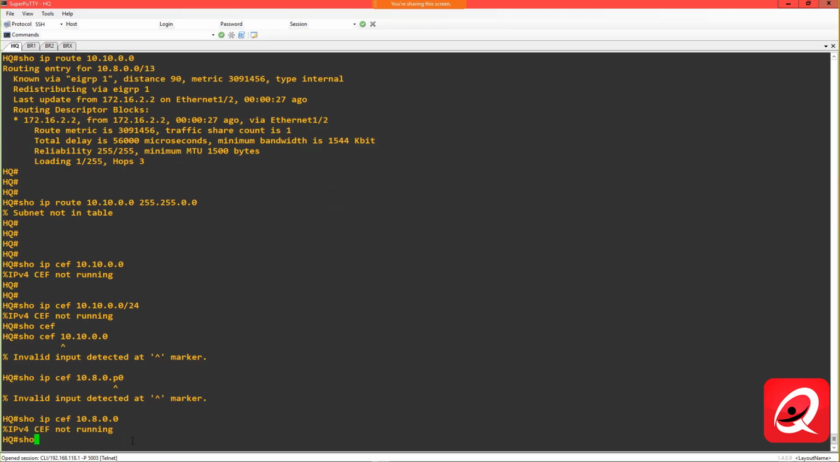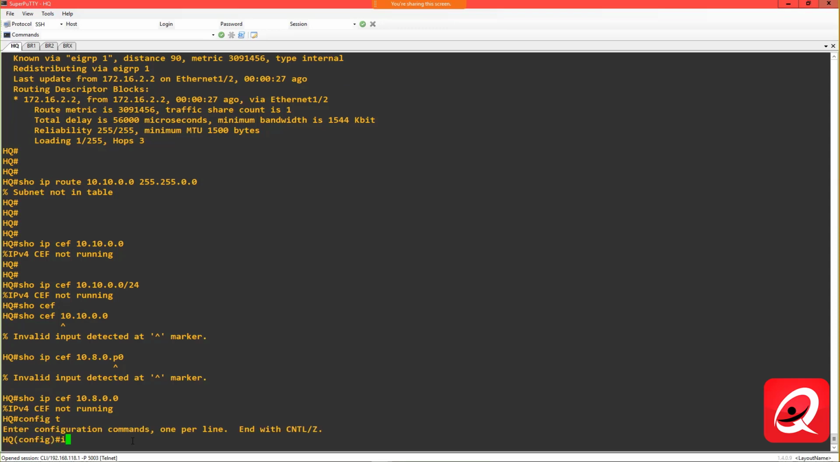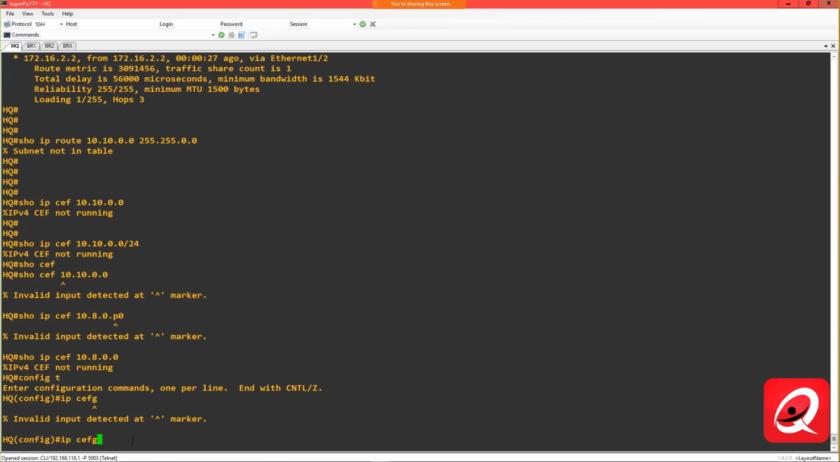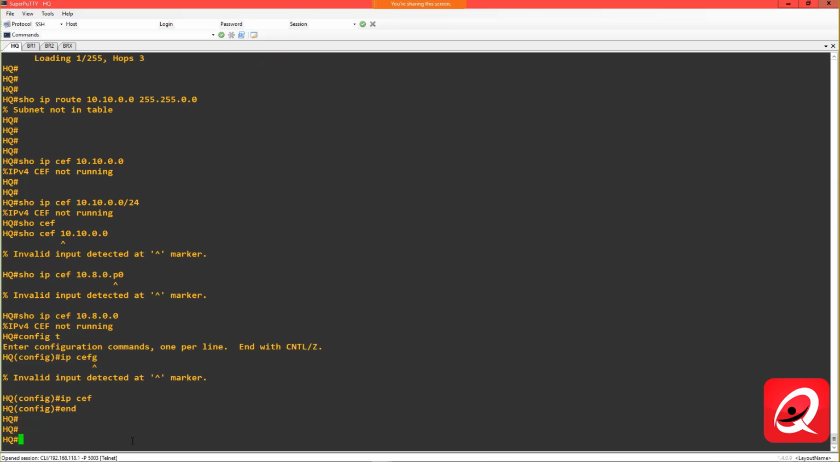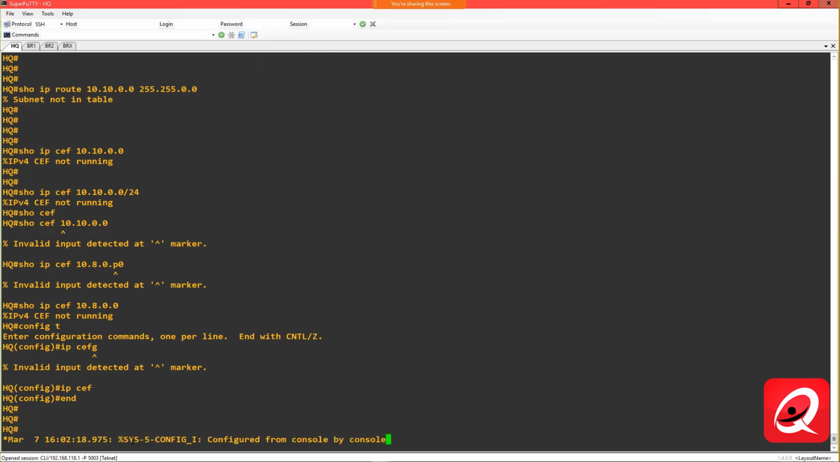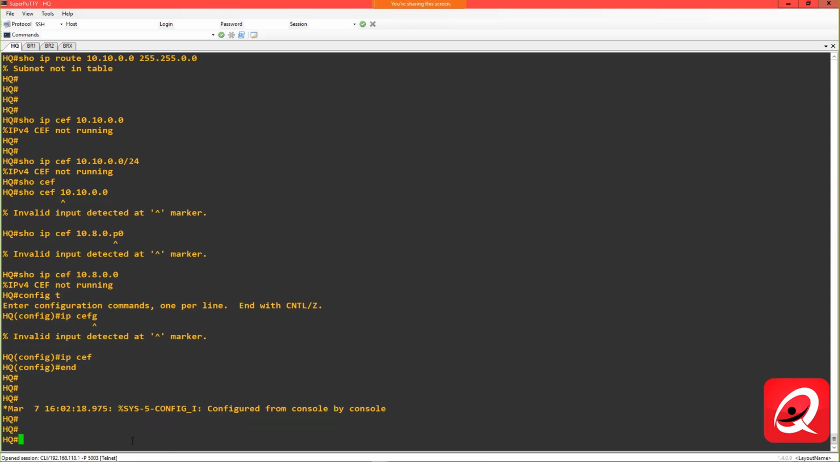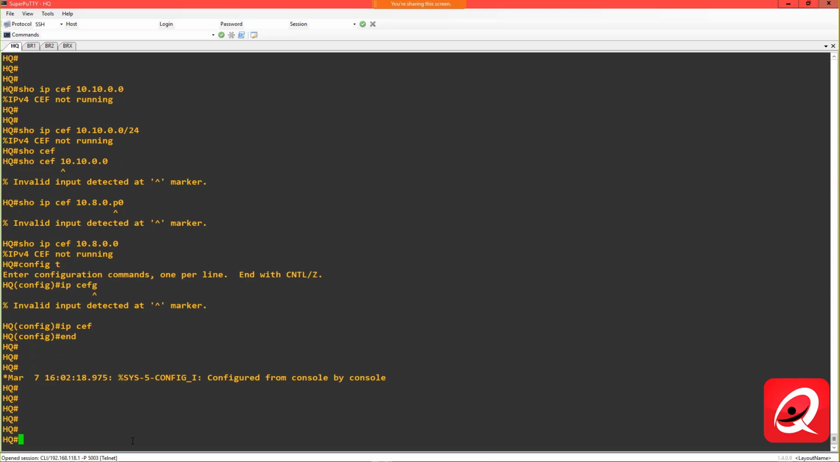Oh, that would be why. I was wondering why it wasn't showing up. I turned it off. I wasn't even reading the prompts there. Probably should do that on the test. Pay attention to the prompts. Because when it says IP Ceph is not running, that's probably a good indication it's not running.